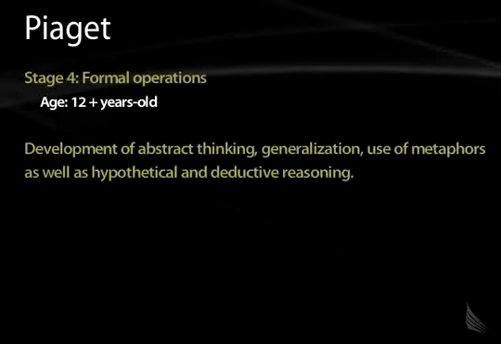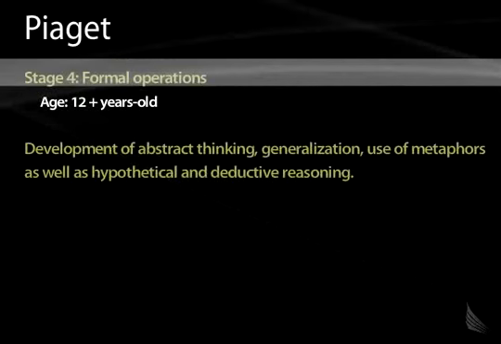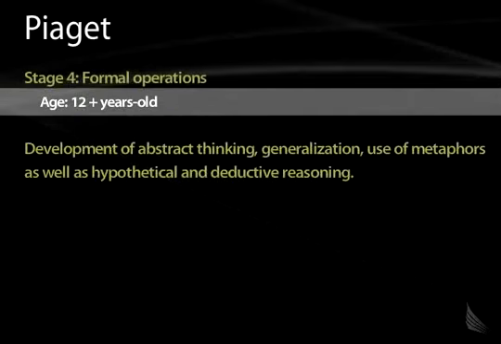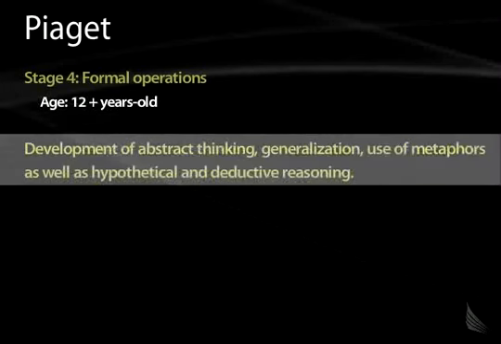And your final stage, which is stage 4, is formal operations, which is from the ages of 12 years old and on. And here, this is when the kids are really thinking very abstractly, they're generalizing, they're using metaphors and deductive reasoning. And this is a very advanced level of thinking, very similar to how adults think.